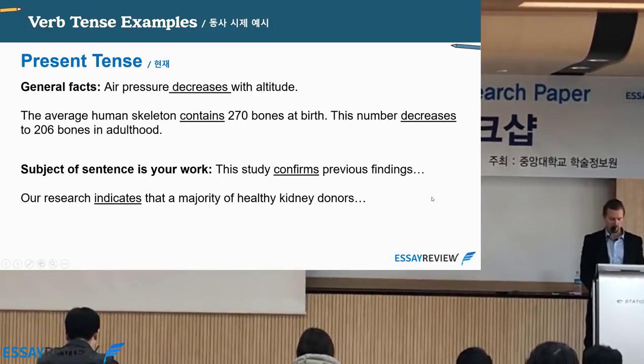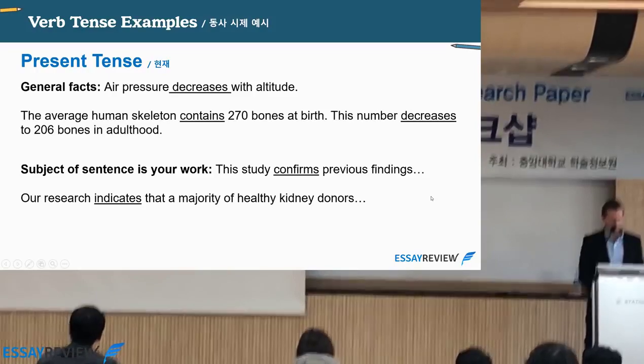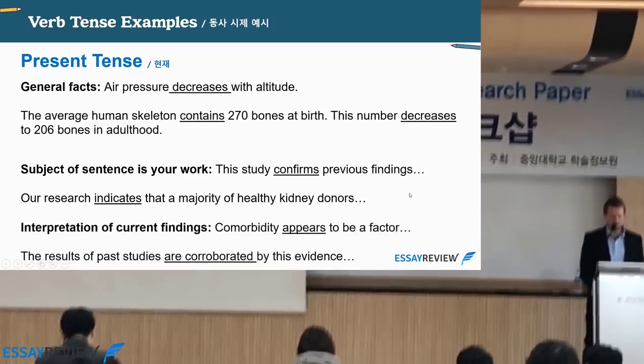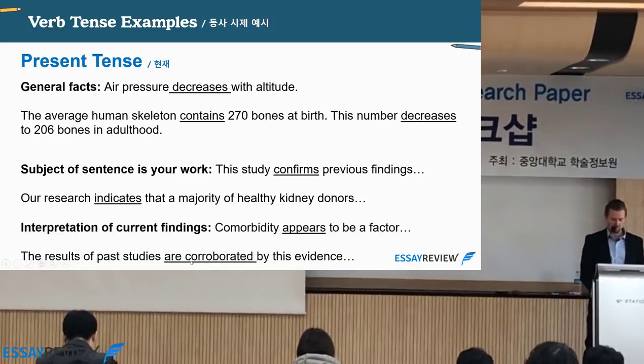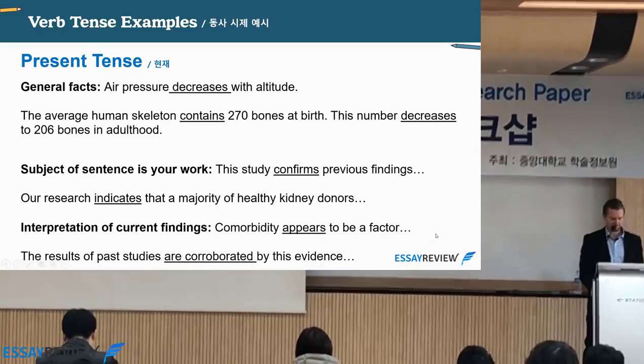Okay, our last one, sorry. "Comorbidity appears to be a factor." "The results of past studies are corroborated by this evidence." Okay, present tense with the interpretation.